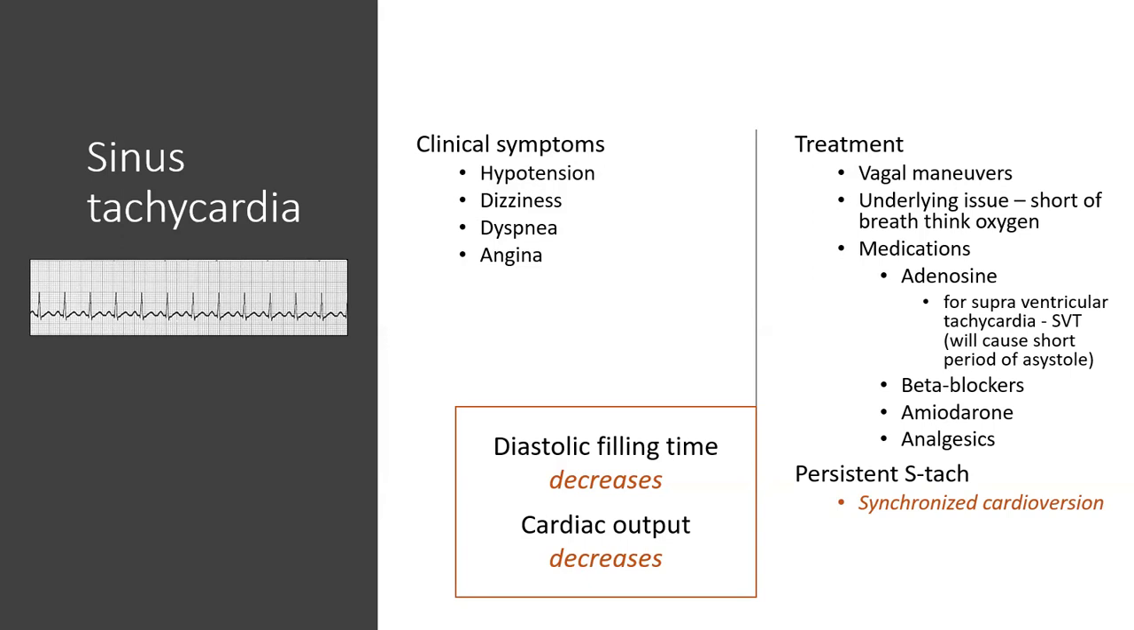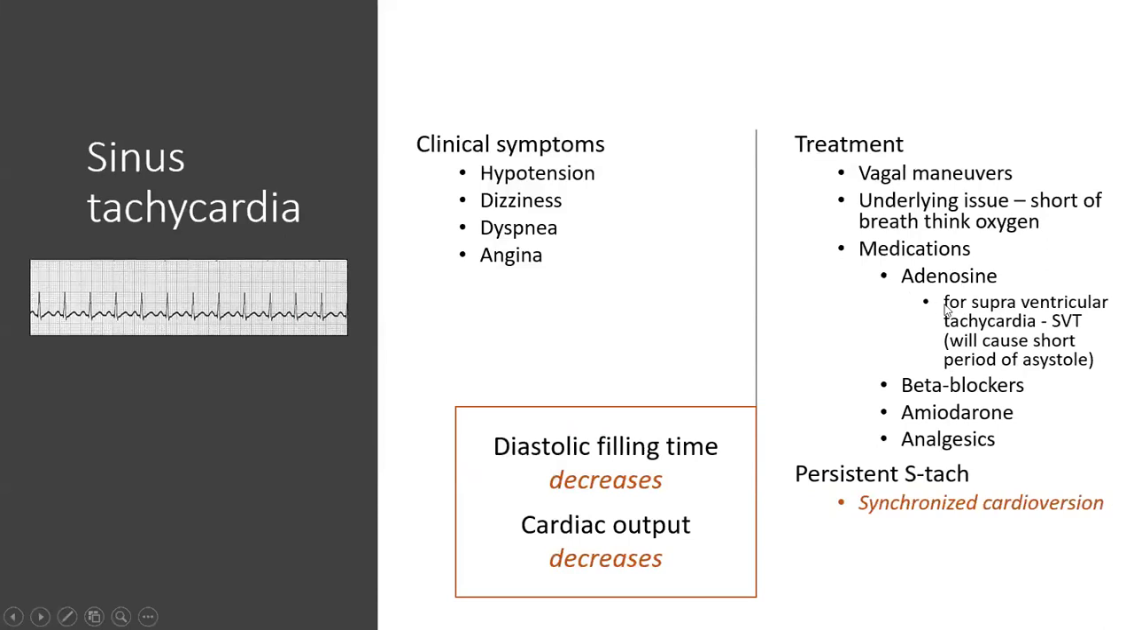Treatment: you can do things like vagal maneuvers. But make sure you're being careful with that, and that you're letting someone know if you're trying that. That means asking them to bear down, forceful sustained coughing, putting ice water on the face, and fixing some of those underlying issues. If they're short of breath, think about oxygen. If none of these alternative things work, then we can move towards medications. We've got things like adenosine, beta blockers, amiodarone, and analgesics, because if they're in severe pain, then we want to give them something for that pain.